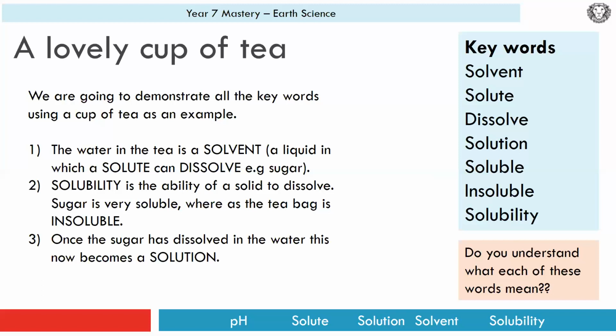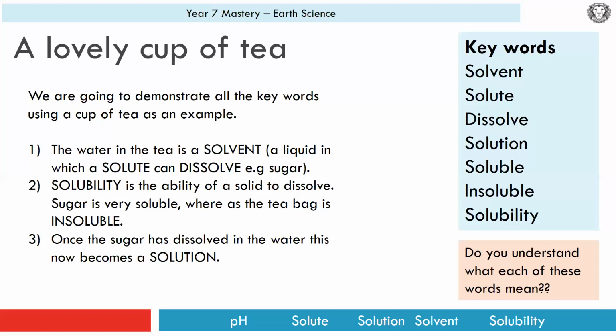Once the sugar has dissolved in the water, this now becomes a solution. So a solution is when a solute, something that can dissolve, dissolves in a solvent. So in the example of the cup of tea, once the sugar has dissolved in the water, the whole thing becomes a solution. Looking at the other keywords, insoluble is the opposite of soluble. So insoluble means it does not dissolve.